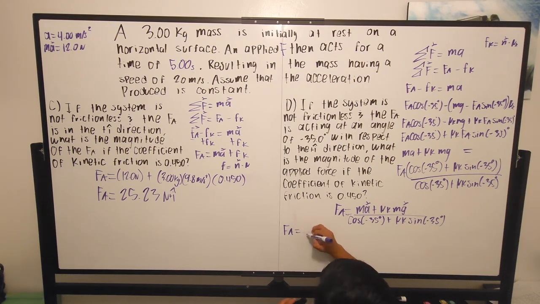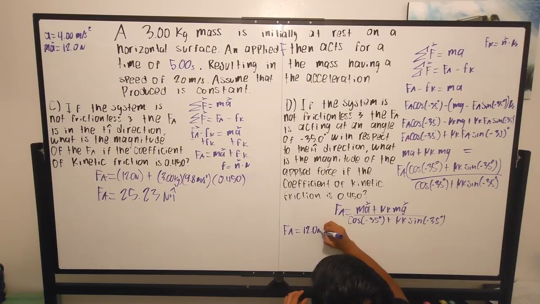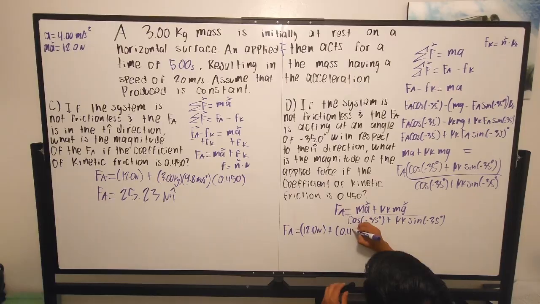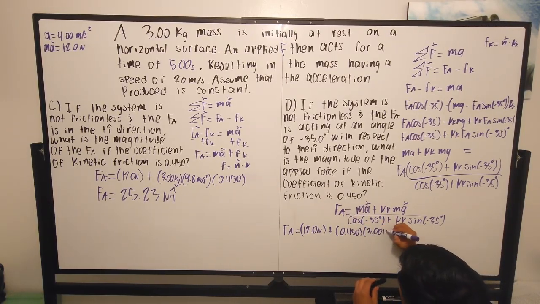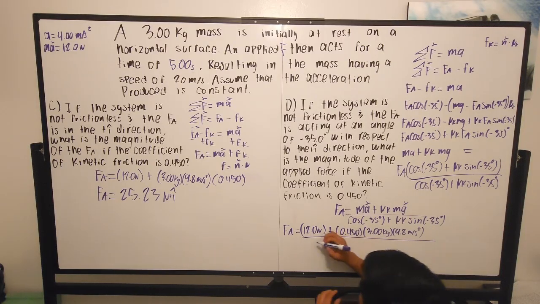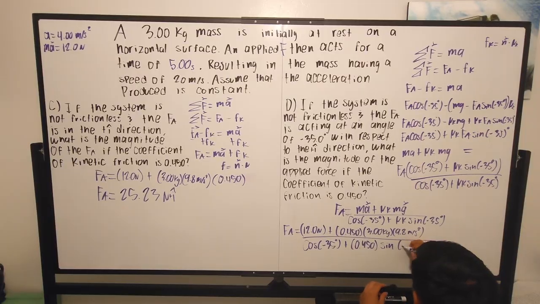So the force applied is going to be equal to the mass times the acceleration, which we have over there, which is 12 newtons, plus mu k, which is 0.450 times mg, which is 3 kilograms multiplied by the acceleration due to gravity. All of this over the cosine of negative 35 degrees plus mu k again sine of negative 35 degrees.